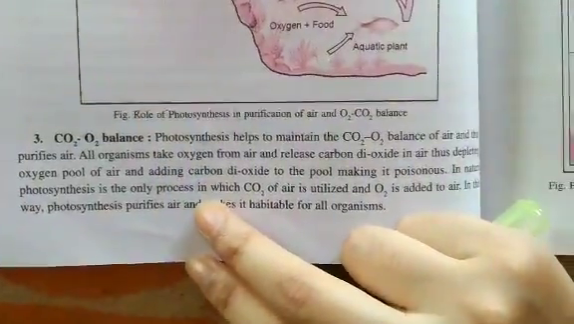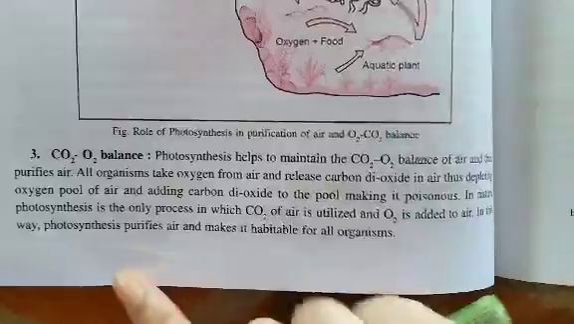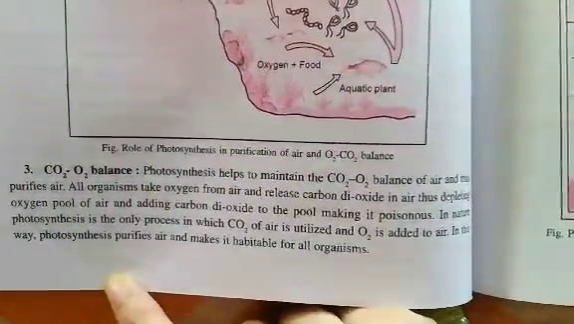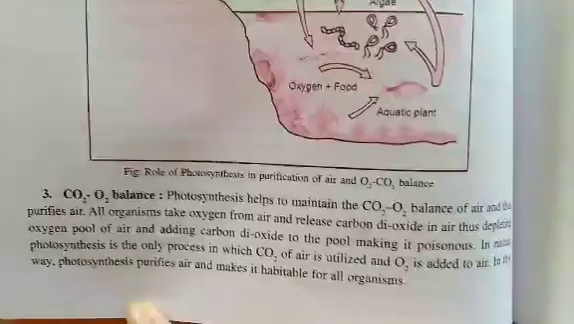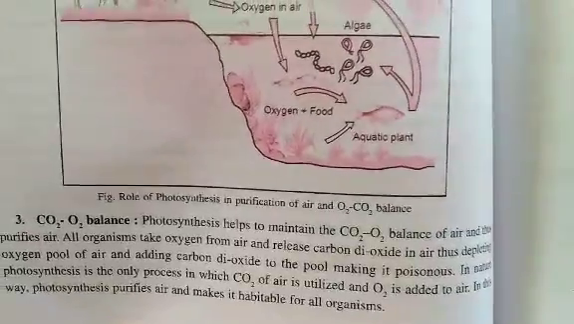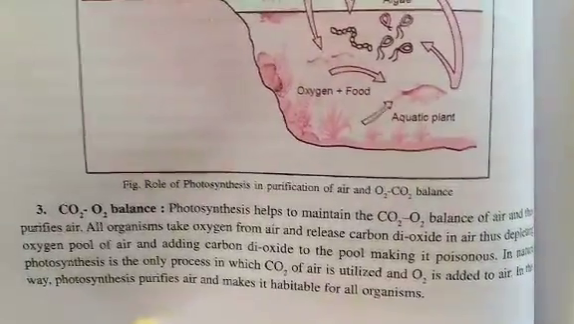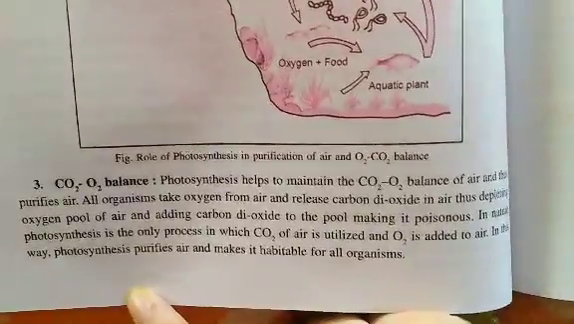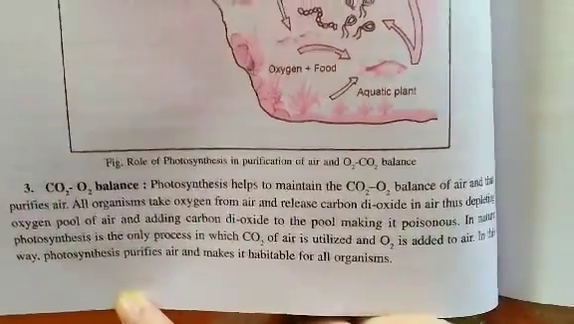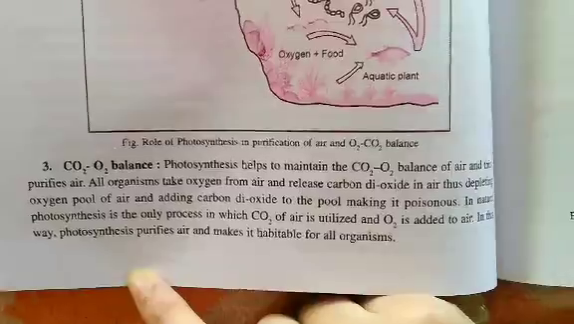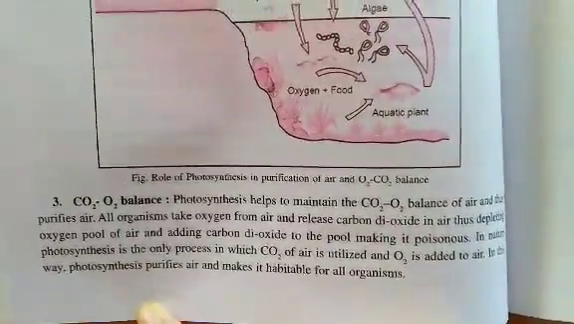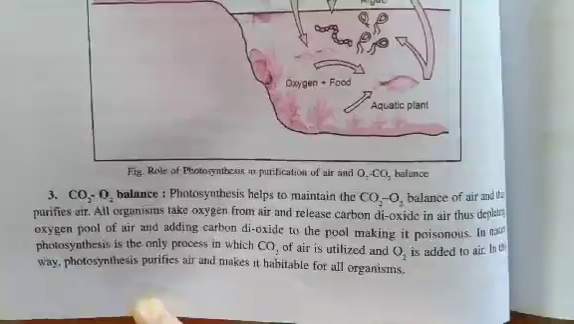Next is CO2-O2 balance. This is very important. Photosynthesis helps to maintain the CO2-O2 balance, as in the process of photosynthesis it consumes CO2 and produces oxygen, and in the process of respiration, we know it consumes oxygen and produces carbon dioxide. By these two processes, plants maintain the CO2 and O2 balance.